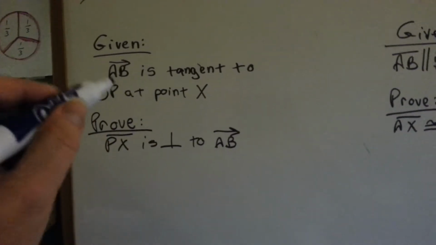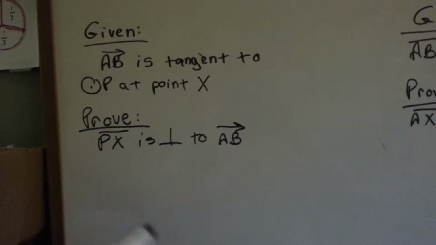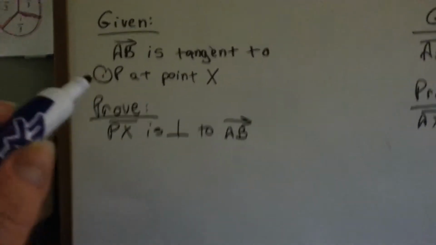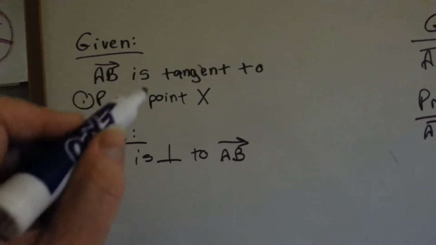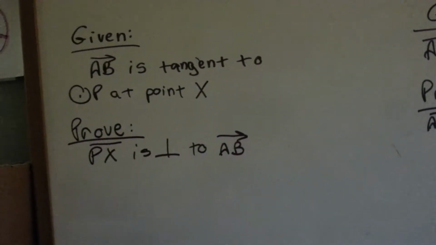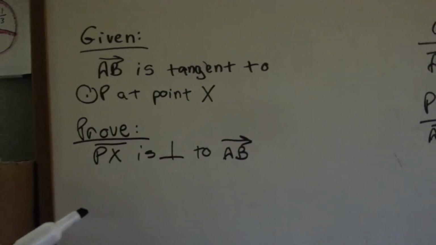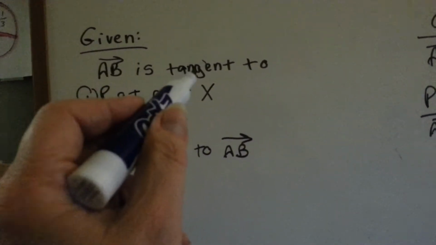All you have to do is look at the given and the thing you're supposed to prove, and it'll give you clues on what the drawing is supposed to look like. So let's look at this one. It says ray AB is tangent to circle P at point X. So are we dealing with triangles? No. Do you know what a tangent is? If you don't, you need to look it up.